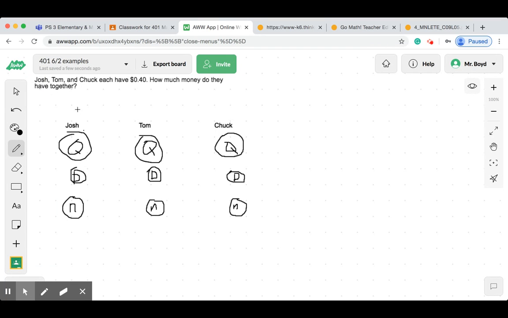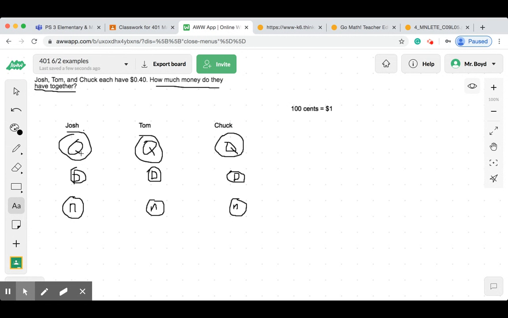But the question says, how much money do they have together? So I need to group their money together. Now we know that 100 cents equals $1. So I'm going to try and look for dollars and then add up the cents after. So I'm going to try and add up 100 cents first. If we have 100 cents, I know that I at least have $1.